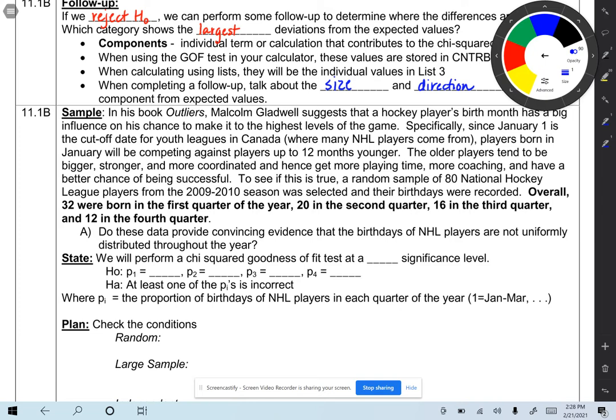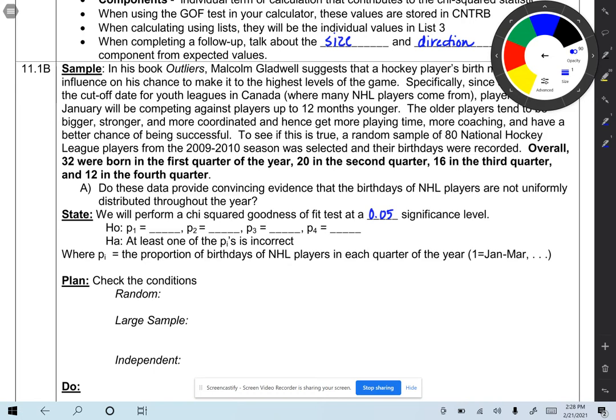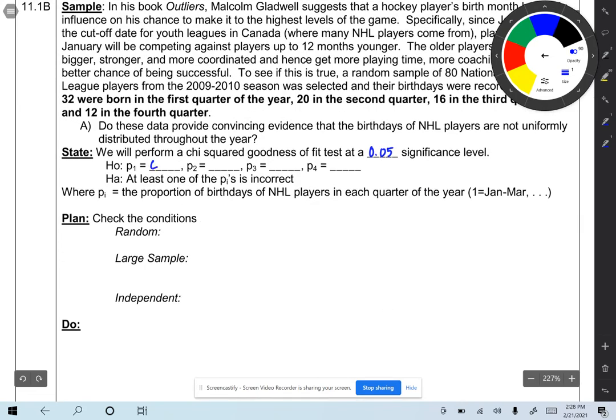In part A, do these data provide convincing evidence that the birthdays of NHL players are not uniformly distributed throughout the year, meaning not equally distributed? In the null hypothesis, there's not going to be a difference. So we will perform a chi-squared goodness of fit test at a 0.05 significance level. Since we're doing quarters, we take the whole probability 1 divided by 4, so each of these is 0.25.